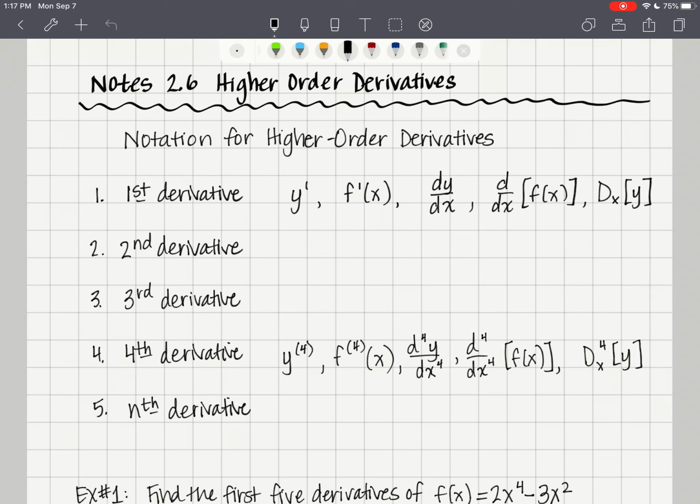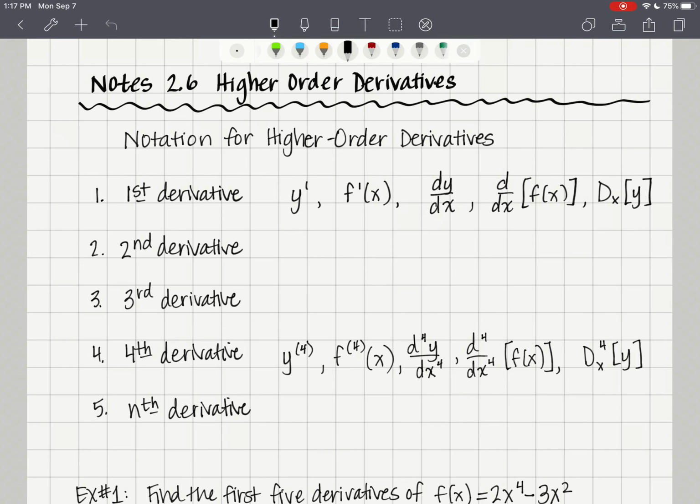So our first derivative, we could put y prime, we call that prime, and we say y prime. Our second way of saying the first derivative would be f prime of x. Again, this is prime notation. And then we have dy dx. That's Leibniz notation, I believe. And then you've got d dx of a function. That's when you don't have an equation. You're just taking the derivative of an expression.